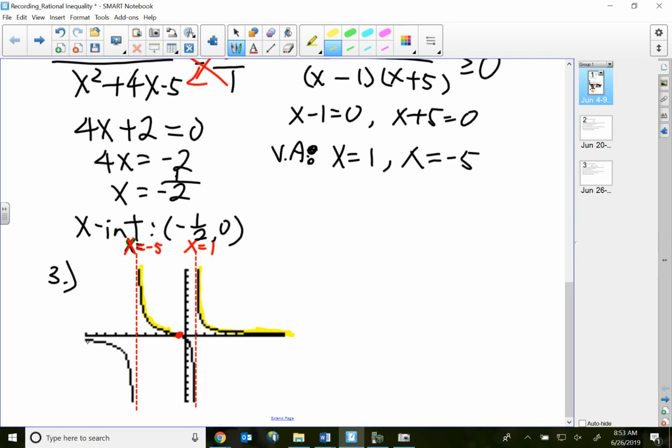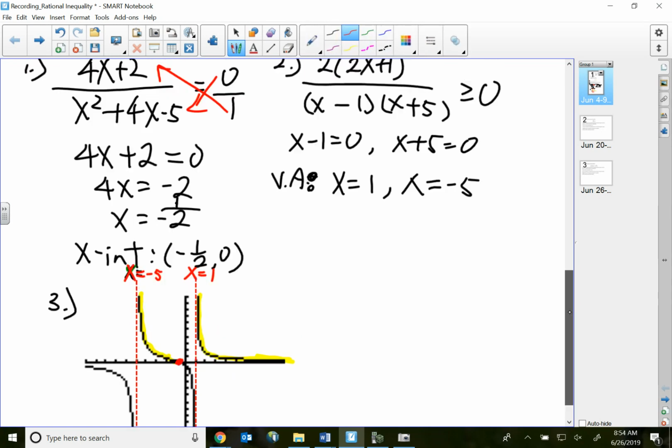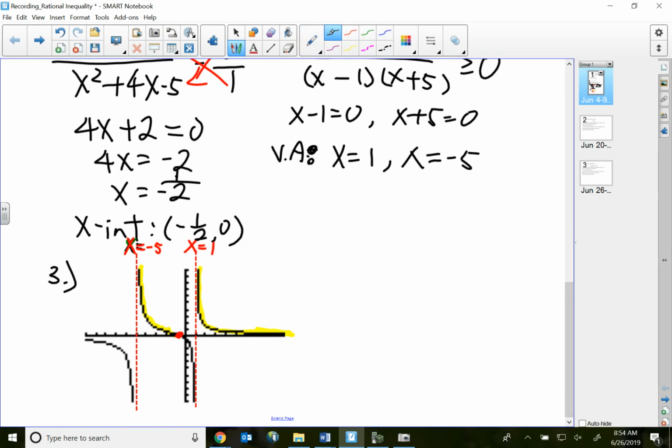This part to the left of the negative 5 vertical asymptote has got to be below the x-axis, because I only cross over at negative half comma 0. So that means this portion stays right below your x-axis, or horizontal asymptote. So that was 3 and 4.